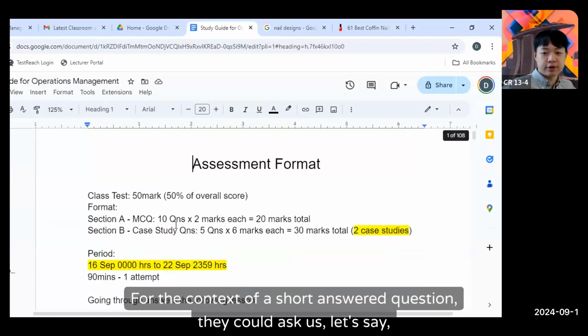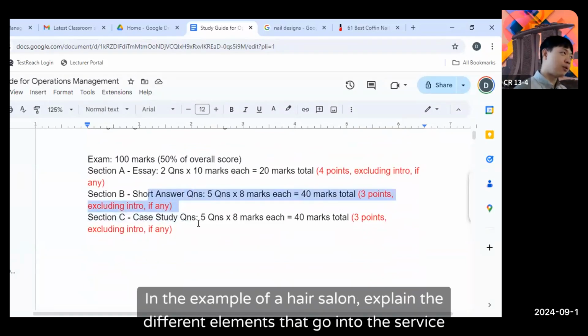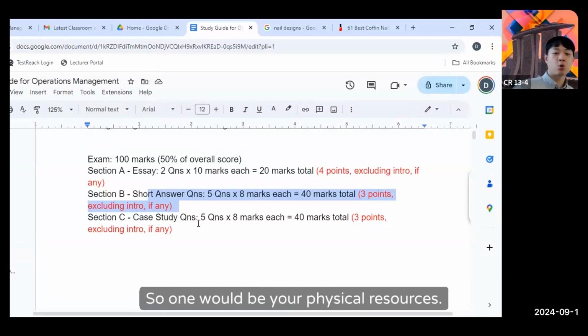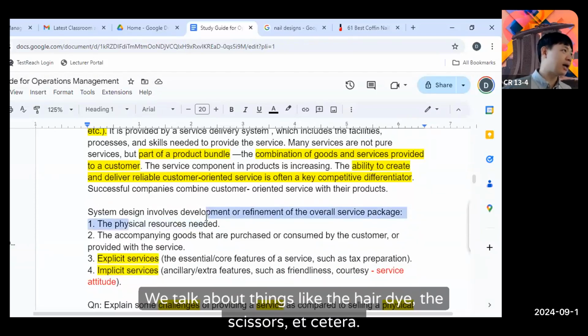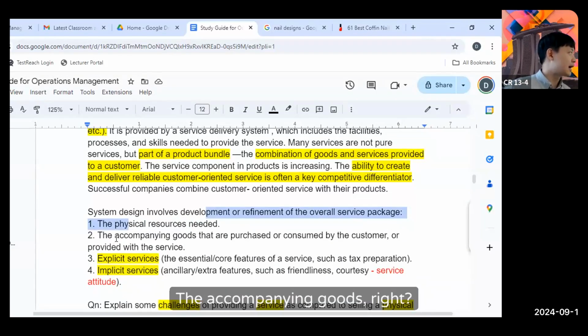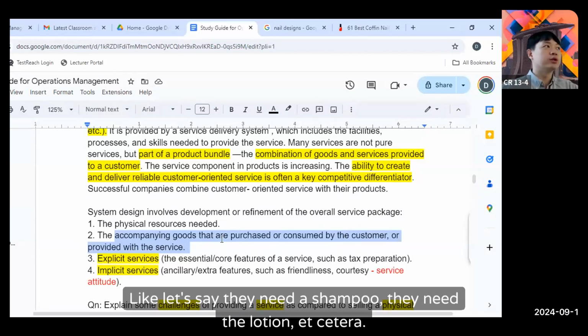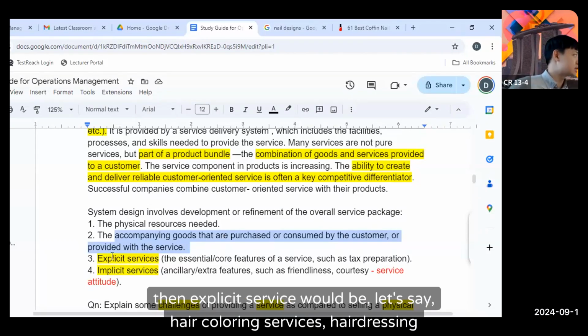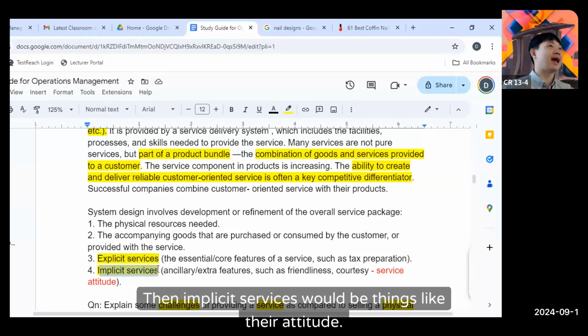For the context of a short answer question, they could ask us, let's say, in the example of a hair salon, explain the different elements that go into the service package. So one would be your physical resources. We talk about things like the hair dye, the scissors, etc. The accompanying goods, right? There could be additional services, additional resources needed. Like let's say they need a shampoo, they need the lotion, etc. Then explicit service would be, let's say, the hair coloring services, hairdressing services. Then implicit services would be things like their attitude.